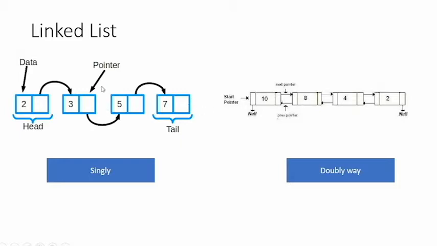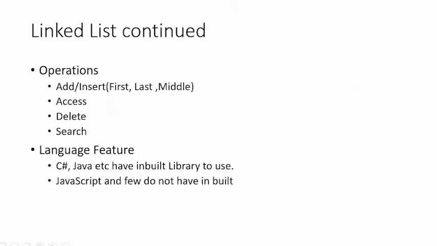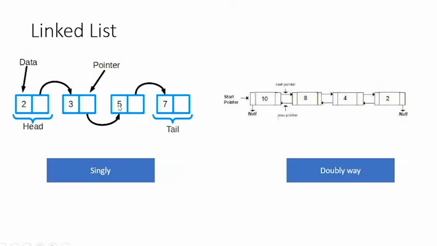If you want to insert in between, suppose between these two nodes, 3 and 5, then you have to iterate to here, and then you have to create the node, and then in this node you have to put the address of the newly created node, and in the newly created node you have to put the address of this node, like the fifth one. So this way you can create the node.